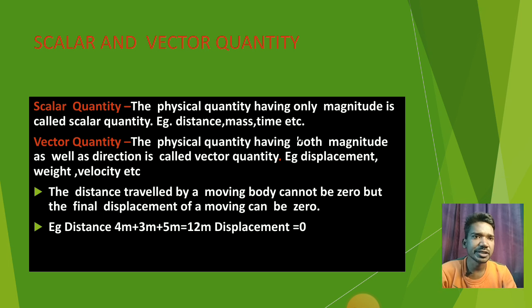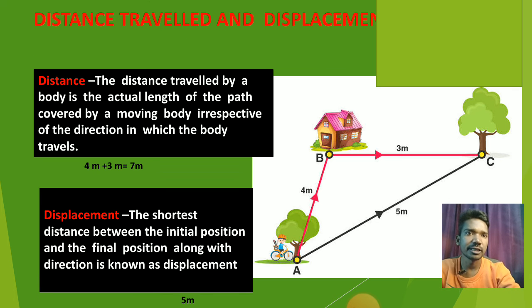Now the distance which we have already talked about, distance cannot be 0, but in case of displacement it can be 0. How? Let us see the following example. If we see in this example, the boy moves from A to B and from B to C, and again if the same boy moves to A and reaches the final point, which is the same point from where he had started, so the displacement in this case would be 0.